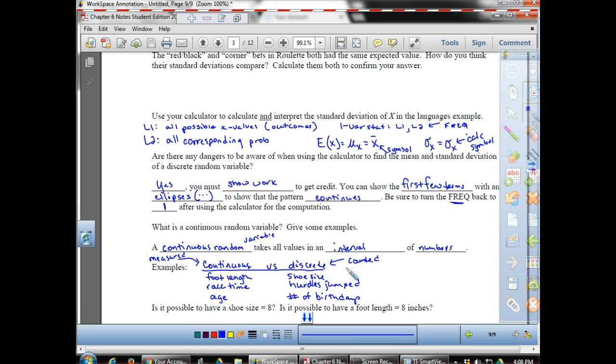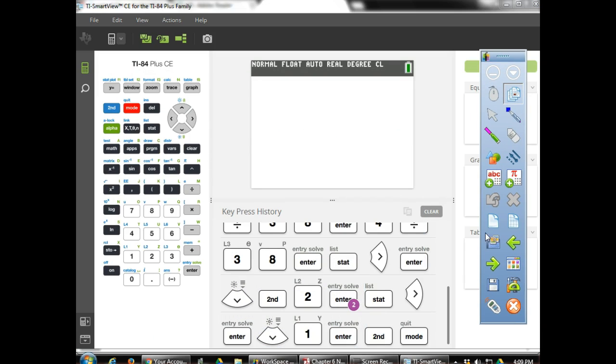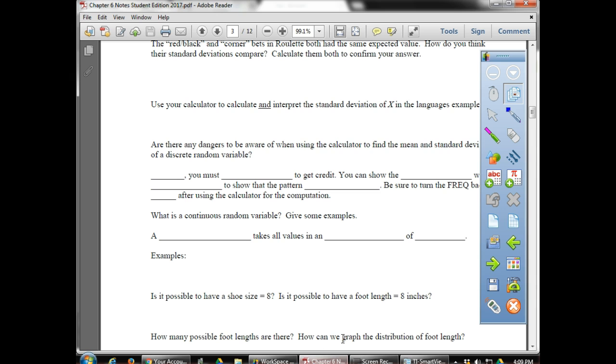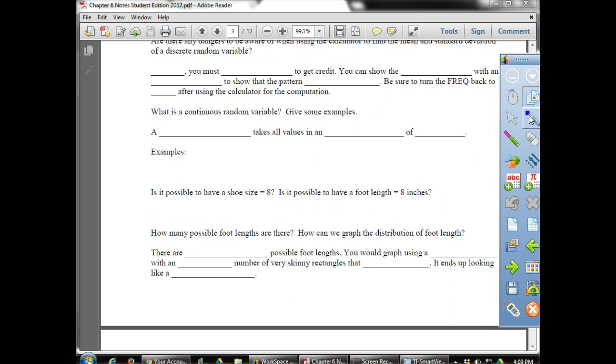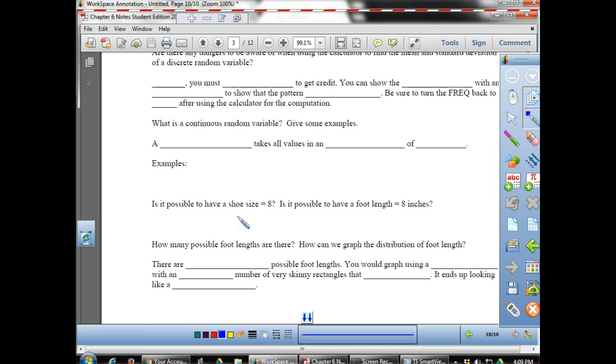So, is it possible to have a shoe size equal to 8? Is it possible to have a foot length equal to 8 inches? So let's talk about that, because there are some things you have to know about continuous data. Okay, so the answer here is yes, you can have a shoe size 8, obviously.